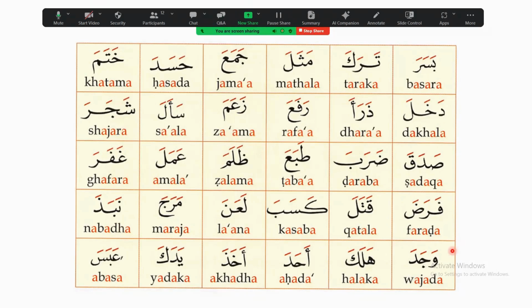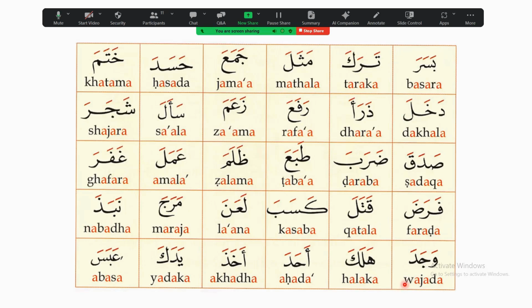Right? Nabadha. Okay, so the letter here was a soft one. The tip of the tongue touches the tip of our upper teeth and we say the.